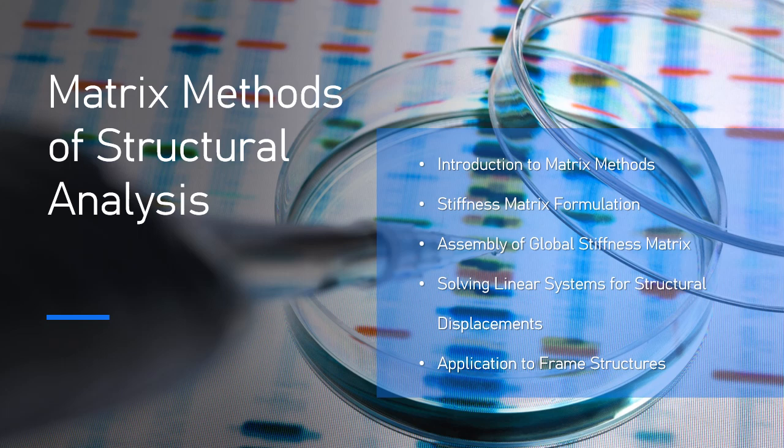2. Stiffness matrix for beam element. For a beam element with bending stiffness, the stiffness matrix accounts for both axial deformation and bending. The typical beam element in 2D has 4 degrees of freedom per node, 2 translational displacements in the x and y directions, and 2 rotational displacements about the x and y axes.